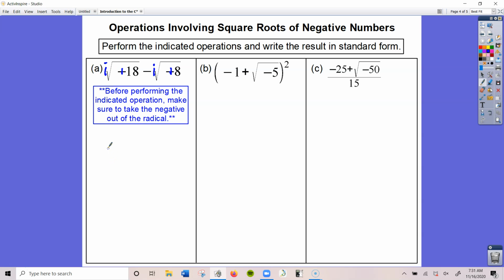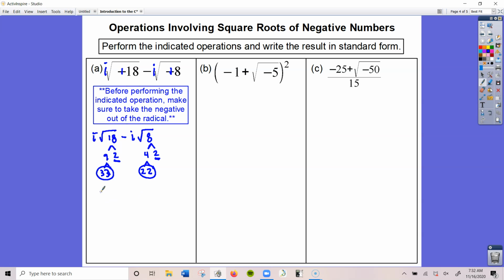And now I'm going to see about simplifying these square roots. So I have i square root of 18 minus i square root 8. So 18 is 9 and 2. 9 can be broken down to 3 and 3. Here's my pair, and the 2 will stay inside. 8 can be broken down to 4 and 2, and the 4 can be broken down to 2 and 2. So here's my pair, and this 2 will stay inside.